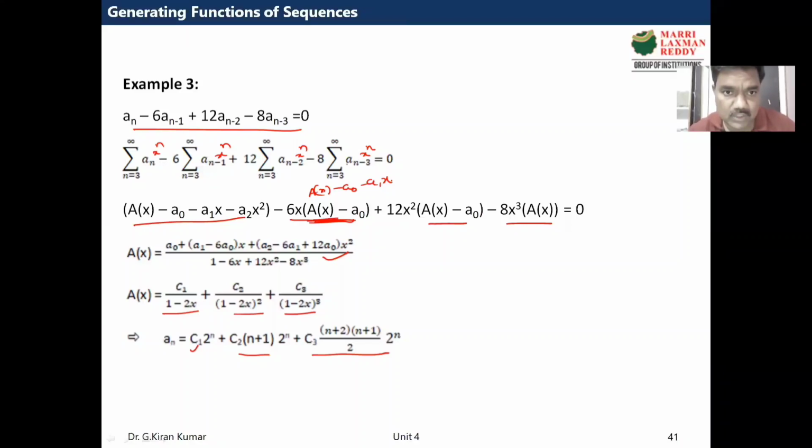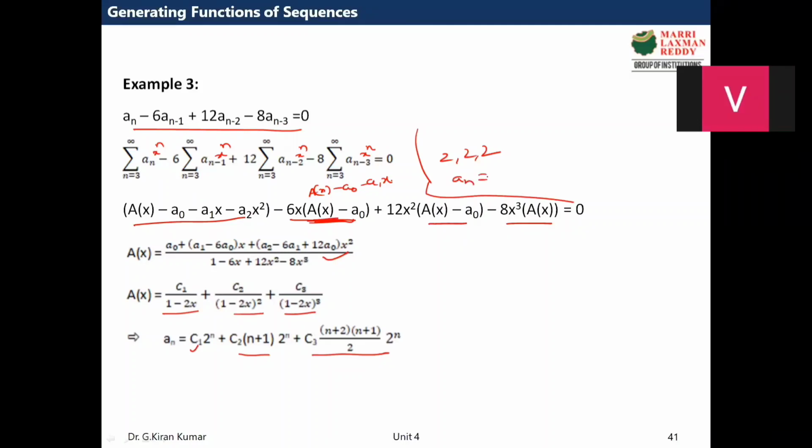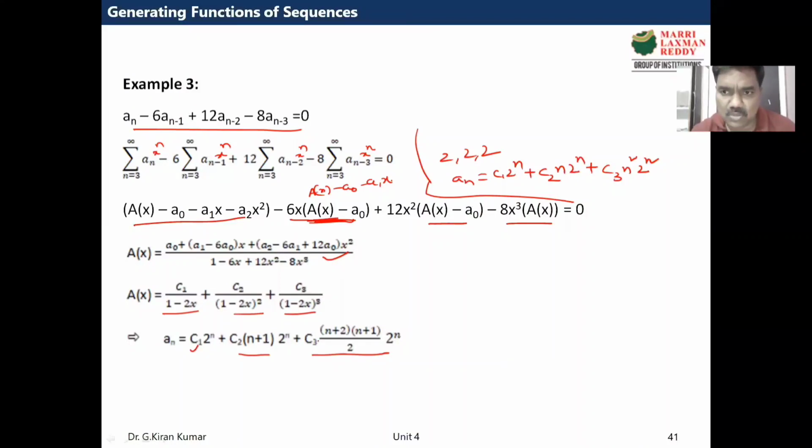Actually, if you go for the characteristic roots equation method, the roots are 2, 2, 2. Am I right? And if 2, 2, 2, what do you write as the solution? Can anybody tell me? In the characteristic roots equation method, a_n equals c1 2 power n, plus c2 n into 2 power n, plus c3 n square 2 power n. These seem to be a little different, but it is the same. Please make a note, these two are the same.